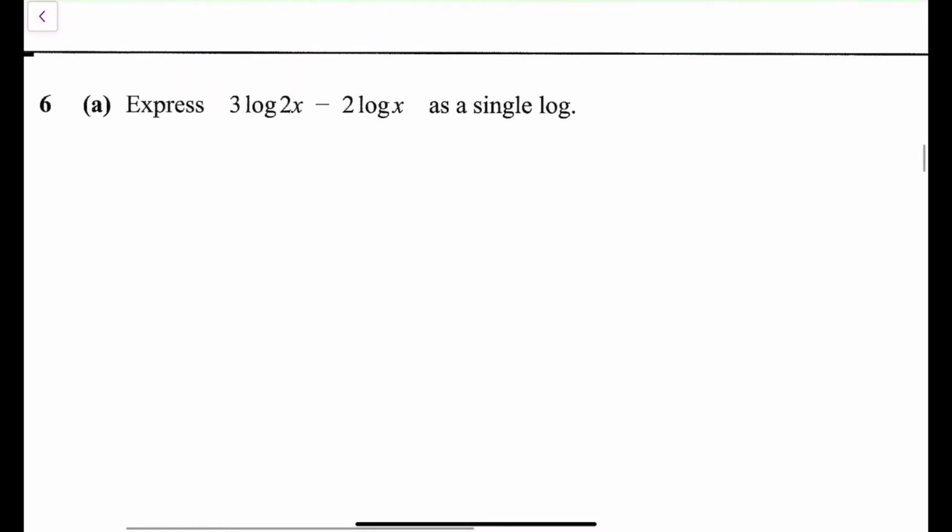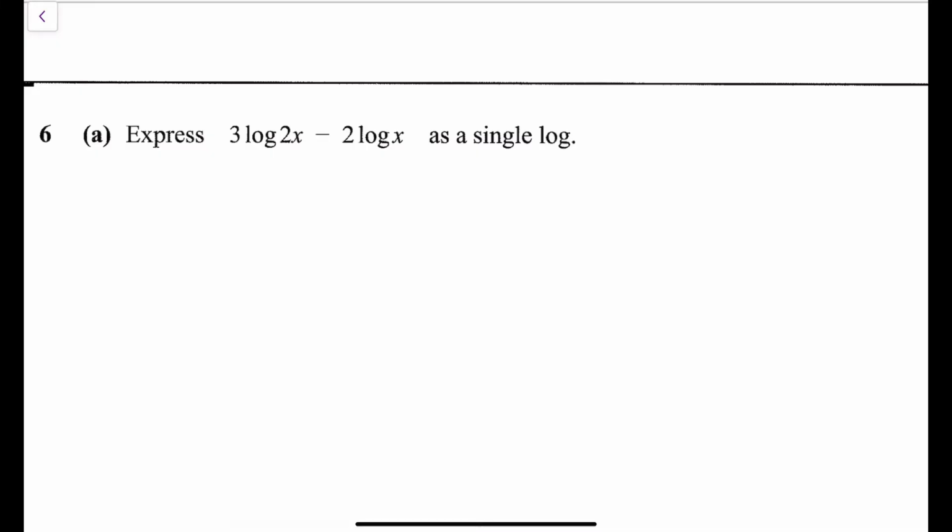Okay, next one. What have we got here? Logs. Lovely. Okay, write as a single log. Now your 3 rules of logs, which are on the formula sheet. First thing is that we're going to use rule 3, which is n log x is equal to log x to the power of n.